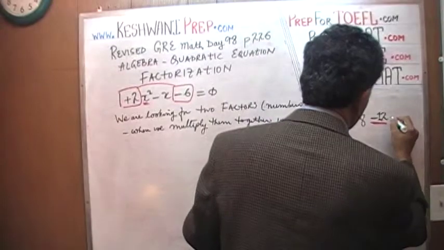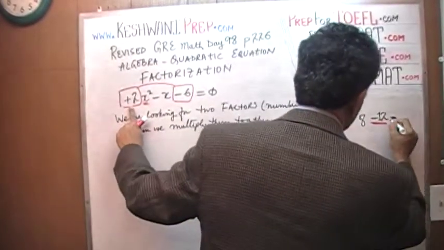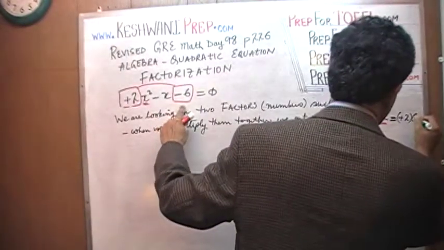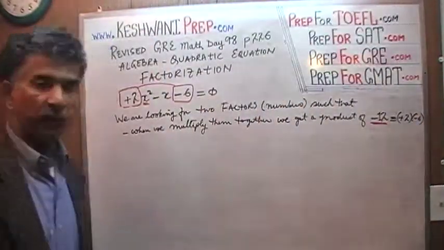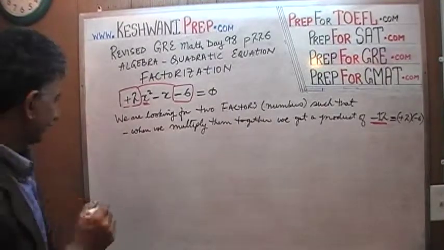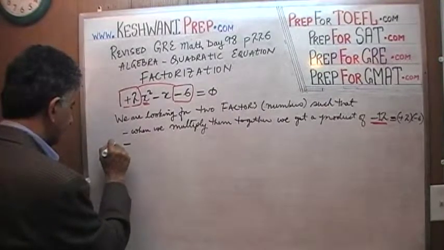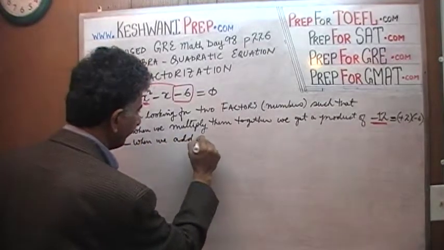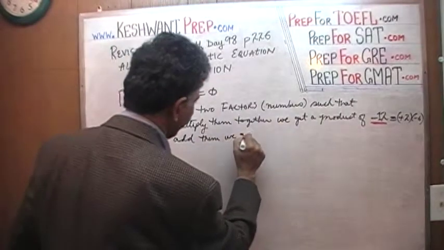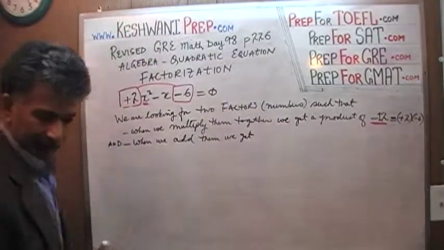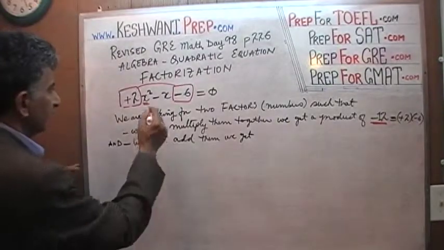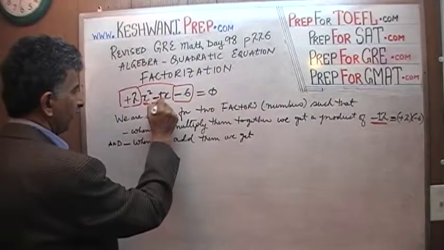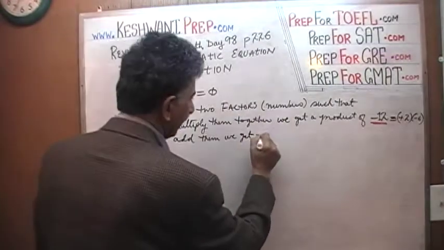This part comes from the coefficient of x squared, which is positive 2, and the constant, the negative 6. That's where the negative 12 comes from. That's the first condition we have to meet. The second condition we have to meet is that when we add them, we get the middle coefficient. This is a negative 1 right here. We get a negative 1.